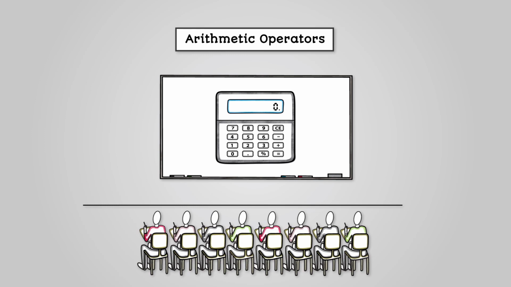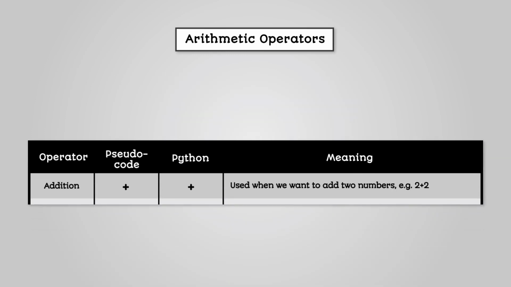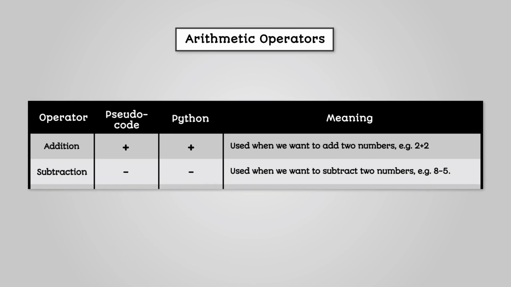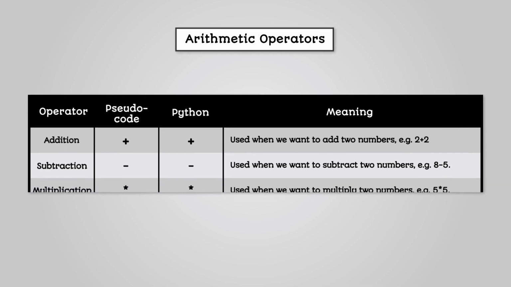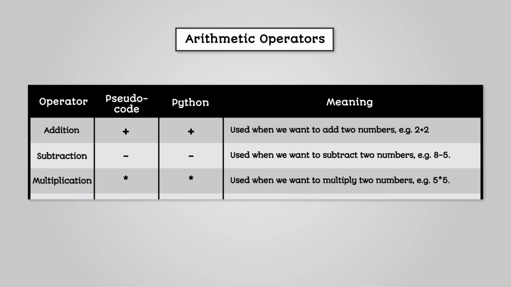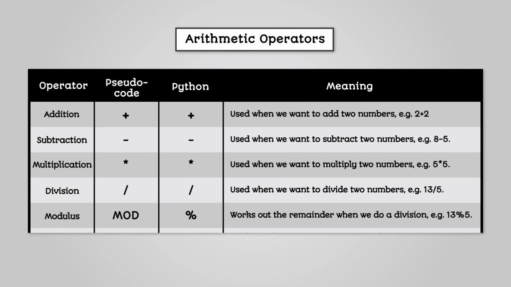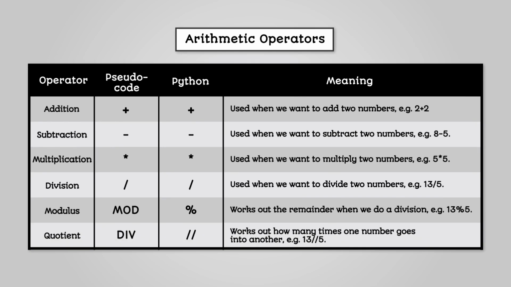The commonly used arithmetic operators used in programming are addition, used when we want to add two numbers, subtraction, used when we want to subtract two numbers, multiplication, used when we want to multiply two numbers, division, used when we want to divide two numbers, modulus, works out the remainder when we do a division, quotient, works out how many times one number goes into another.